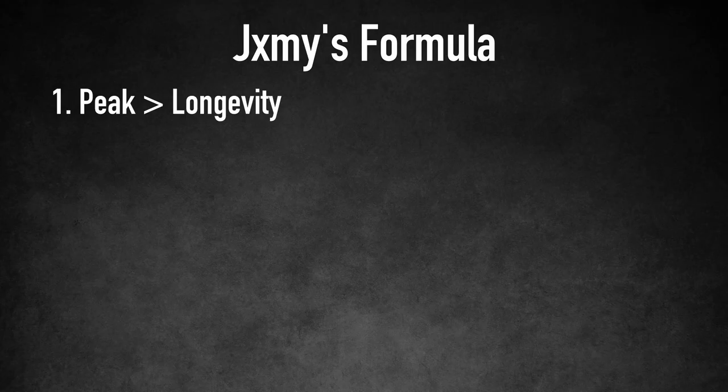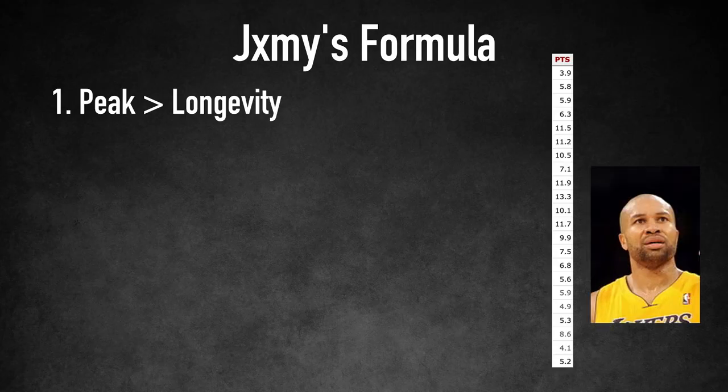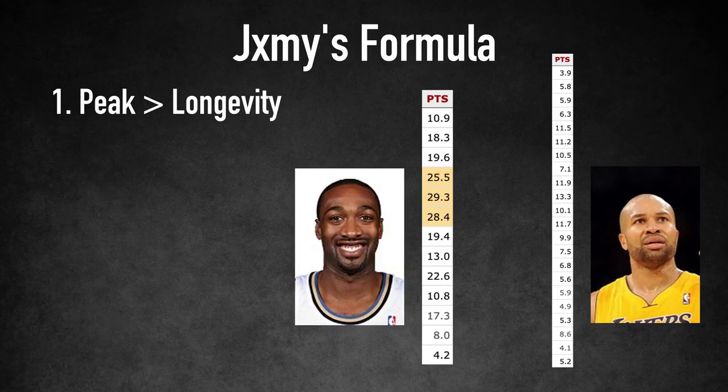So here's the formula for my pyramid. First of all, longevity is important, but personally I value a player's peak more than their longevity. Some players played for 15 plus seasons but never made an all-star team. Others played for a decade and lit the league on fire for a couple seasons. I like to lean towards the players who reached the highest peak rather than the players who were the most consistent. Of course, both of these qualities are extremely important.